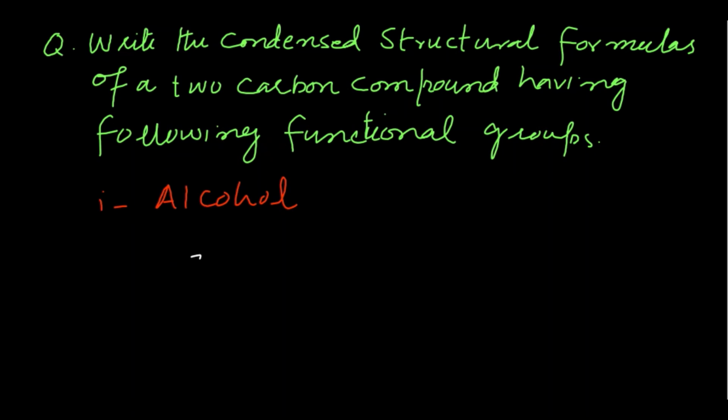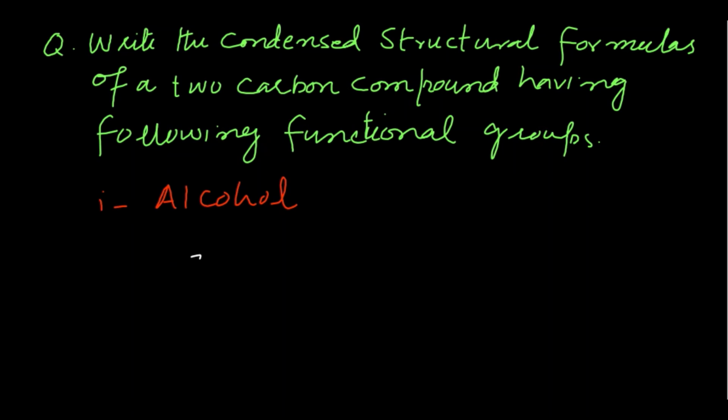I hope this is clear to you, students. Now students, see the next question. The question is, write the condensed structural formula of 2 carbon compounds having the following functional group. In this question, we are asked to write the condensed structural formula of a compound containing these functional groups, and the compound is made up of only 2 carbon atoms. Right students, so let us start writing their condensed formulas. The first one is alcohol.